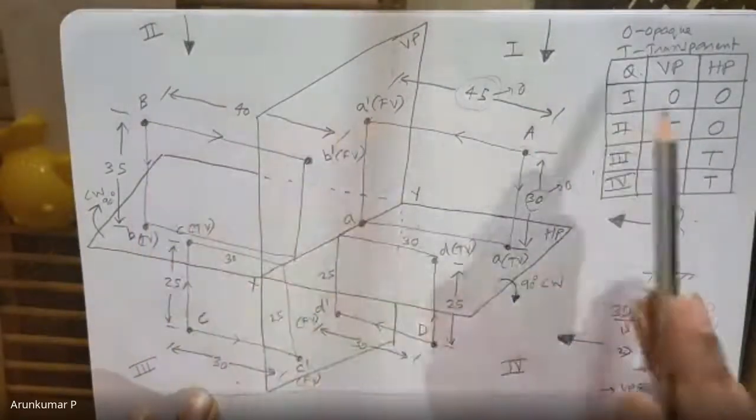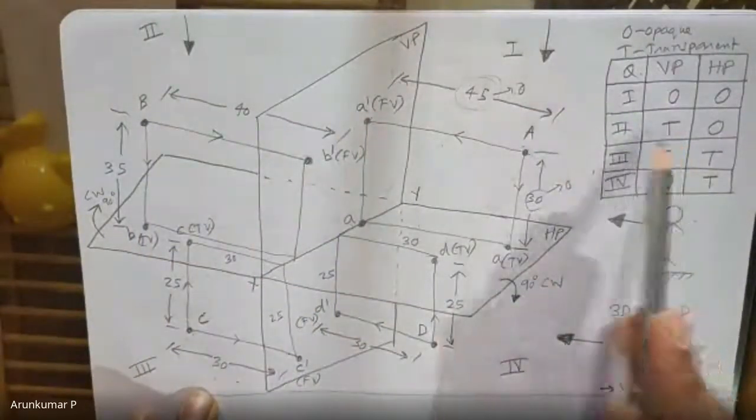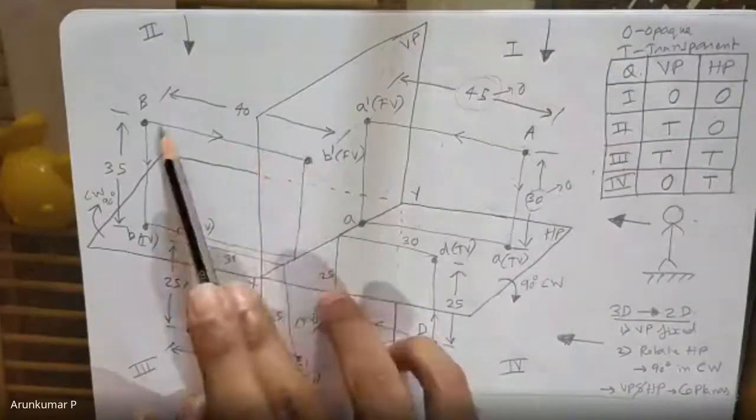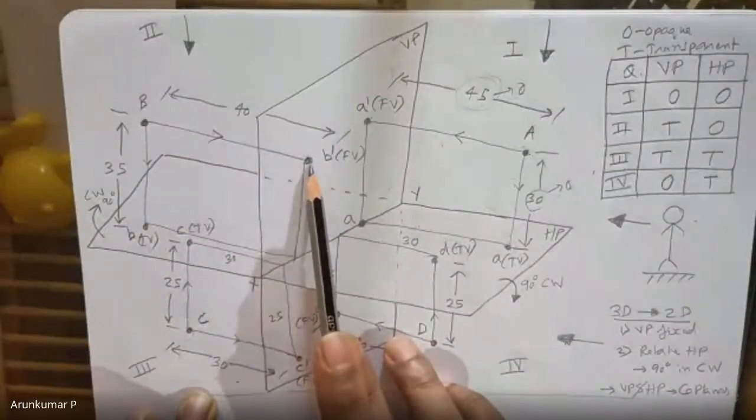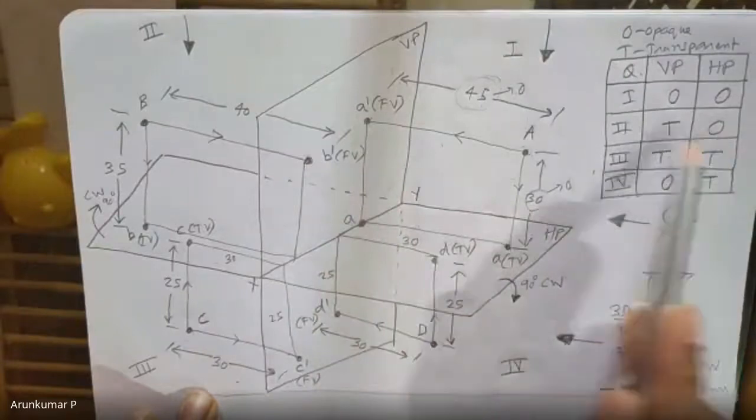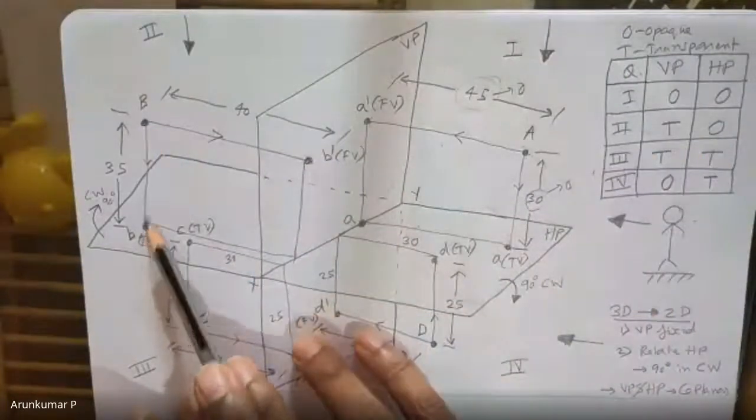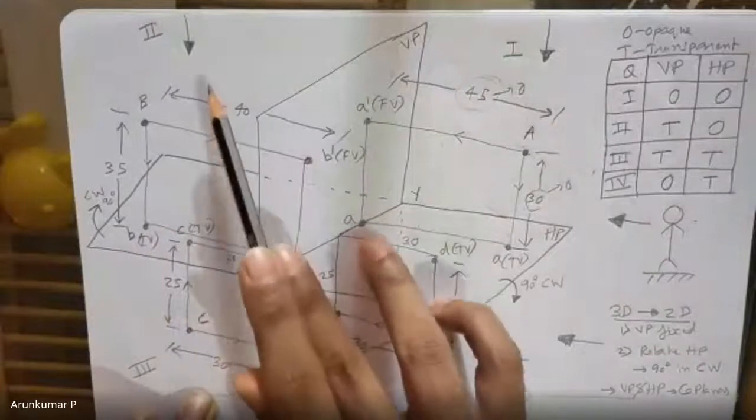Second quadrant, the point is behind VP and above HP. Now you should make VP transparent if you want to get the front view on VP, and you should make HP opaque if you want to get the top view on HP in the second quadrant.